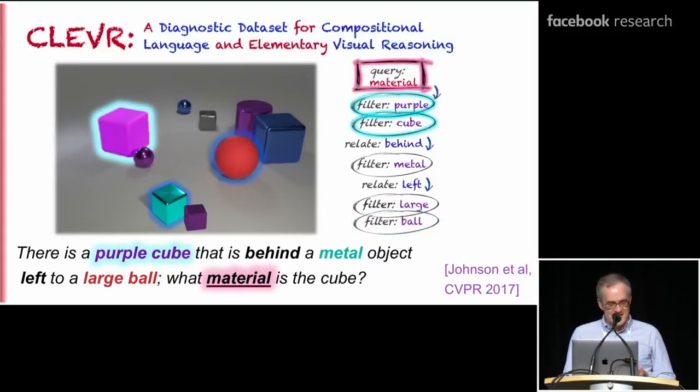And you probably think, gosh, I don't know, what material is that? But it turns out in the CLEVR data set, there are only two materials. Things are either metal or rubber. So if they're not shiny, they're rubber. And so the answer is that this is rubber.